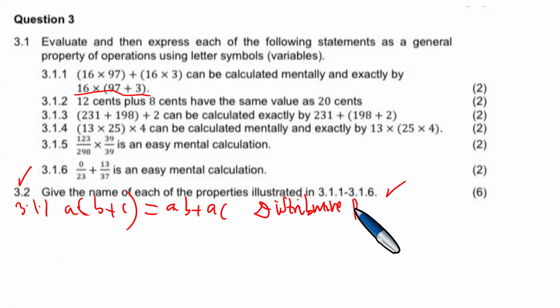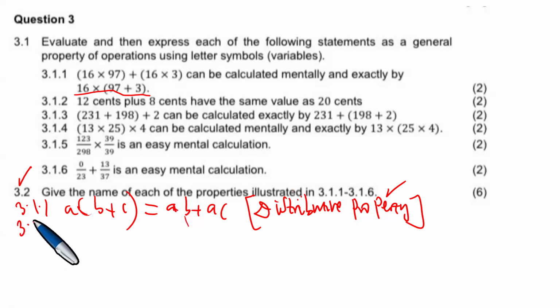On this question, if it comes like this, I should also write the symbol letter first before I give them the answer, the name of the property. Yes, definitely. So it means one mark is for naming, and the other mark is for giving the symbols.